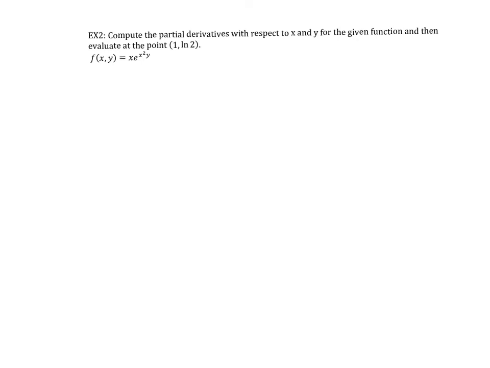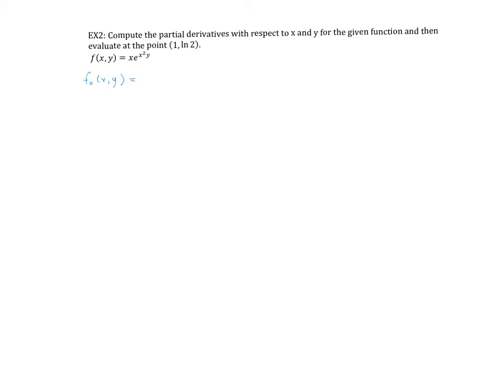Let's try another one. I'm going to compute the partial derivatives with respect to x and y for my given function, and then evaluate it at the point 1, natural log of 2. Partial derivative with respect to x. Okay, so I have a problem here because this is x times e to the x squared y. I have to use the product rule because I have a product of two functions of x. So if I take the derivative, I'm going to do derivative, keep, plus keep, derivative.